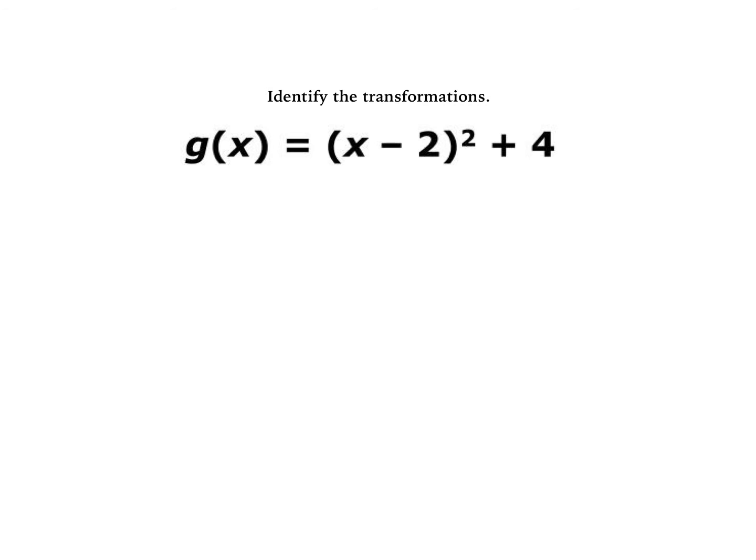So let's look at our first example. We have to identify the transformations. So what does this -2 on the inside do? It's our H, but we move it right 2. Awesome. What about +4 on the outside? Awesome. Up 4.